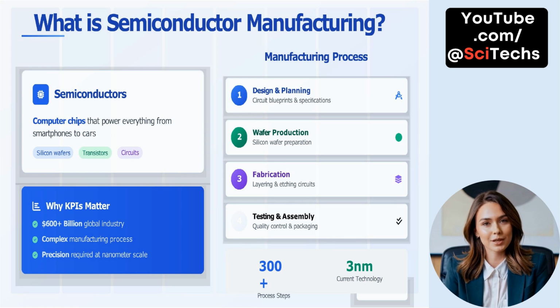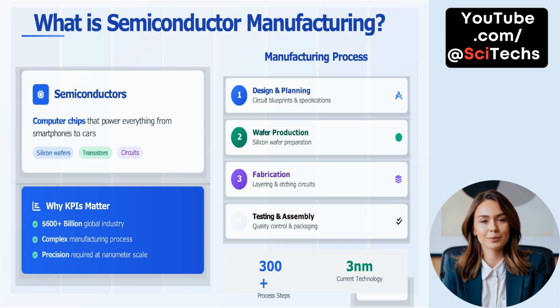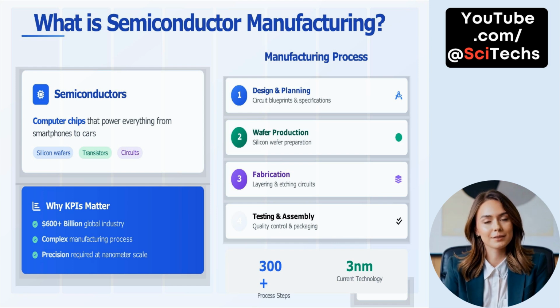Next comes wafer production, involving the preparation of ultra-pure silicon wafers. In the fabrication stage, complex layering and etching steps are used to build the intricate circuitry. Finally, the chips undergo testing and assembly, which ensures functionality and packages them for integration into final products.